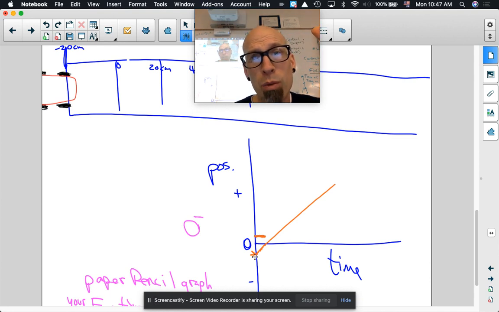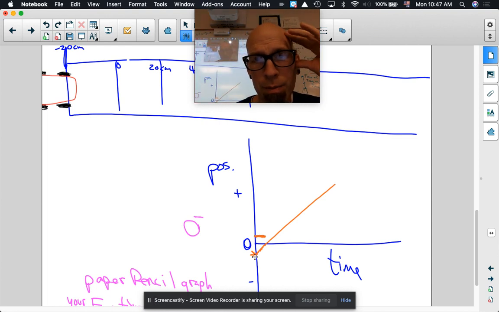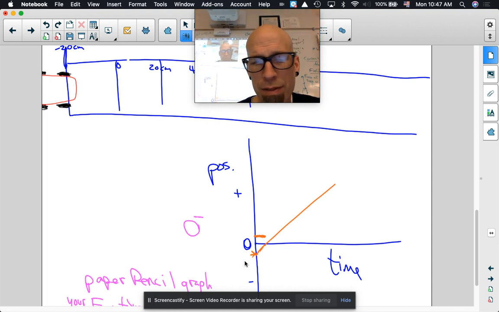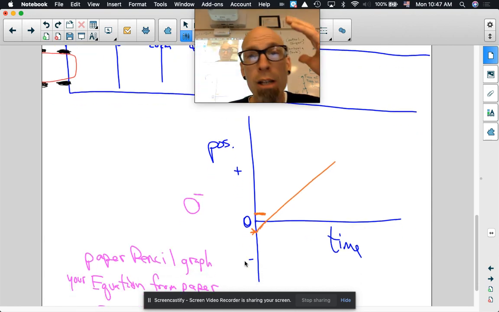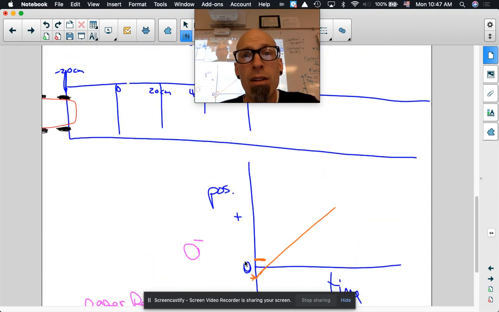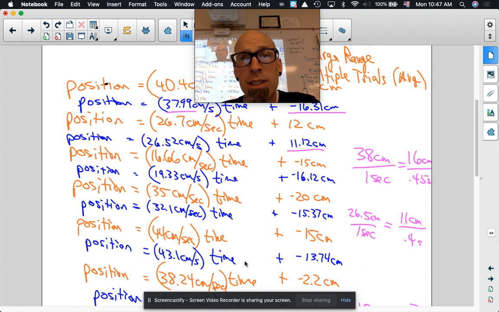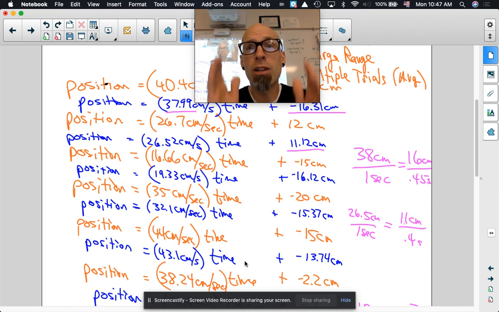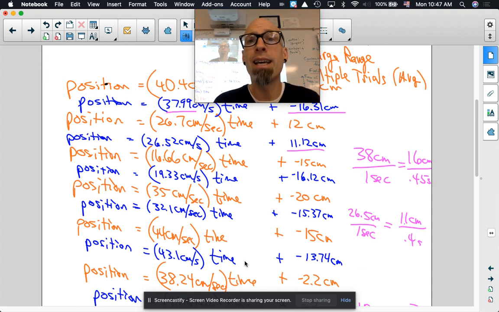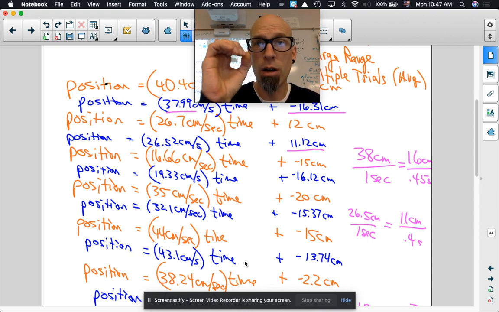It's telling you your buggy was somewhere that it never was, because it assumes your buggy was moving the whole time. I hope I didn't lose you. And this video is getting too long at this point. So anyway, we found out that the y-intercept should have been 0, but it wasn't, because we didn't start the clock and start the car at the same moment. If we had, then our y-intercept would have been 0.